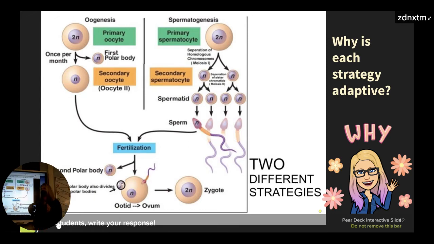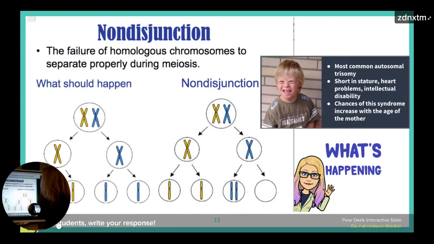And ladies, we do meiosis 1 before we were ever born, and we don't do meiosis 2 until a sperm shows up. Right? And then here, non-disjunction is when you fail to separate, and that's when you can get trisomies and monosomies.